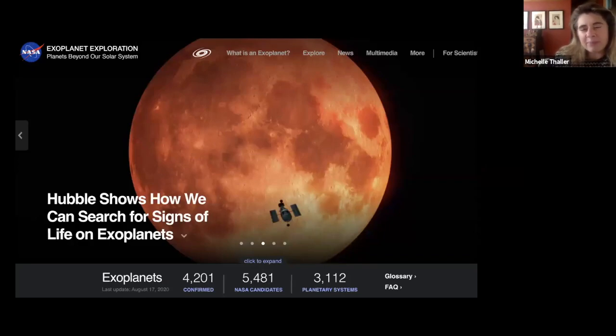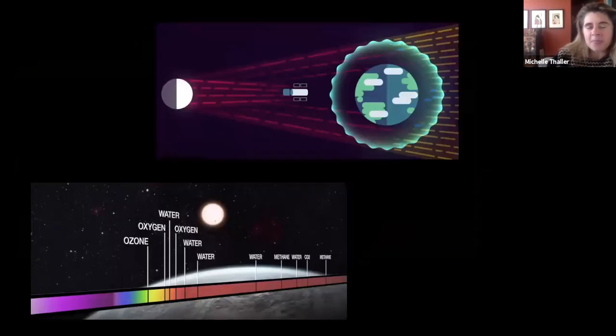Yeah, so if you're interested, you can go. I took a screen grab today of our website where we track how many exoplanets, planets outside the solar system, we've found. We've confirmed over 4,200 of them. We're working on another 5,400, following up. And we use the Hubble Space Telescope to practice finding life on exoplanets. And this is how we did it.